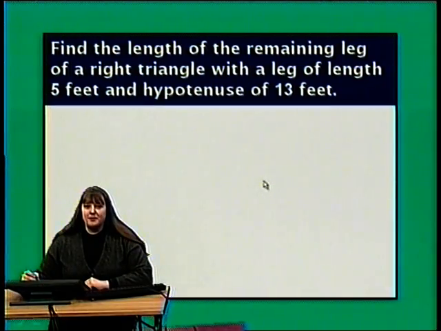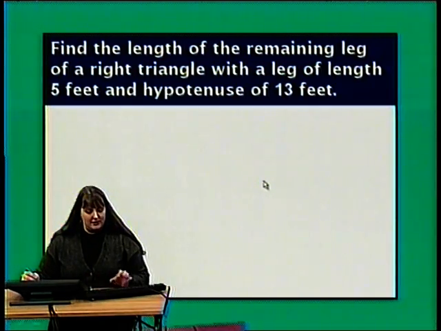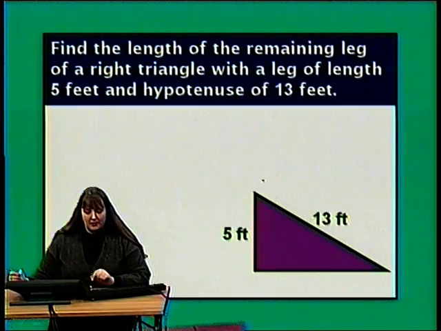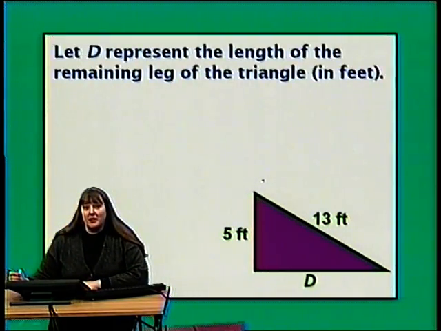Let's look at another example. Let's find the length of the remaining leg of a right triangle with a leg of length 5 feet and hypotenuse of 13 feet. So here, one of the legs of the triangle is 5 feet. The hypotenuse is 13 feet. We're looking for the length of the remaining leg. So let's let D represent the length of the remaining leg of the triangle in feet.